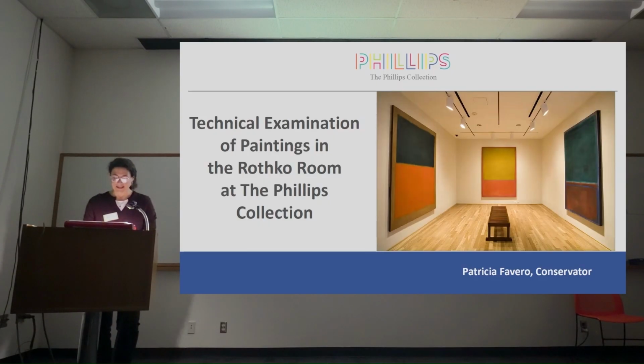Recently, paintings at the Phillips Collection by Mark Rothko, Milton Avery, and Adolph Gottlieb were examined in support of an exhibition looking at the close friendship and working relationship of these three artists. 13 works by Avery and 2 by Gottlieb were examined, in addition to the 4 paintings that make up the Rothko room at the Phillips, which are the focus of this presentation.